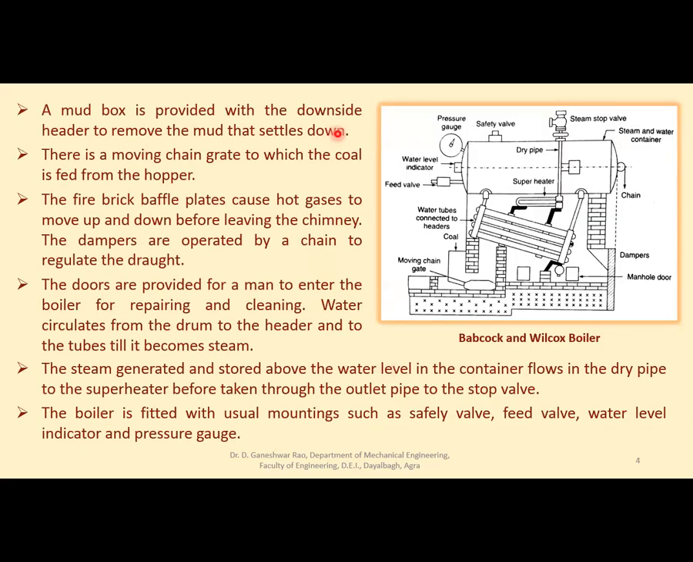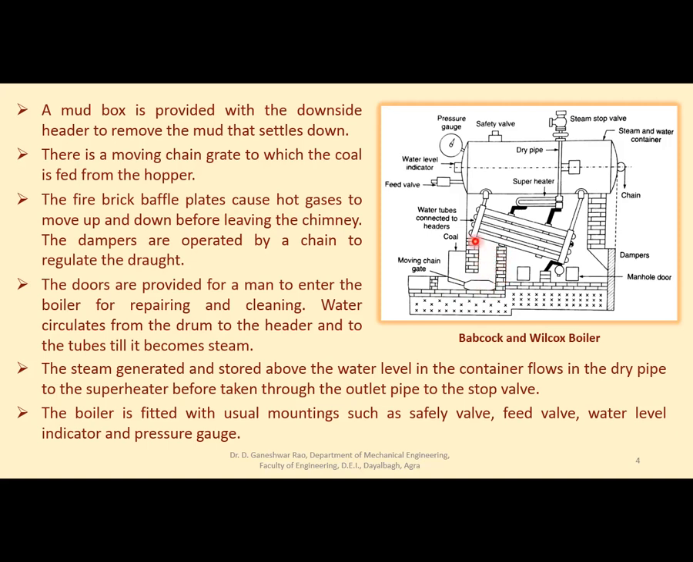A mud box is provided with the downtake header to remove the mud that settles down. Mud settles here, and this is the mud collector from where it can be removed through the box. There is a moving chain grate to which coal is fed from the hopper. See, from the hopper, coal is fed over this moving chain grate. The grate can be brought here with the help of a chain. It will take the coal, go back into position, and fuel will be burnt here in the firebox. Fire brick baffle plates cause hot gases to move up and down before leaving the chimney. This I already explained.